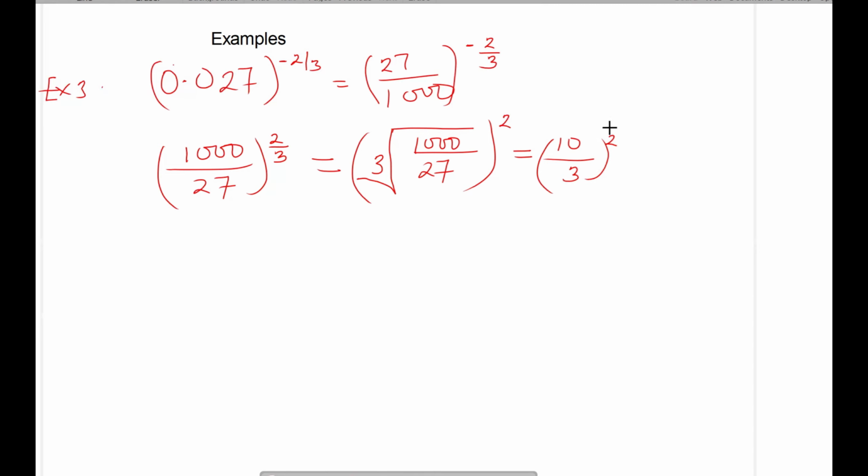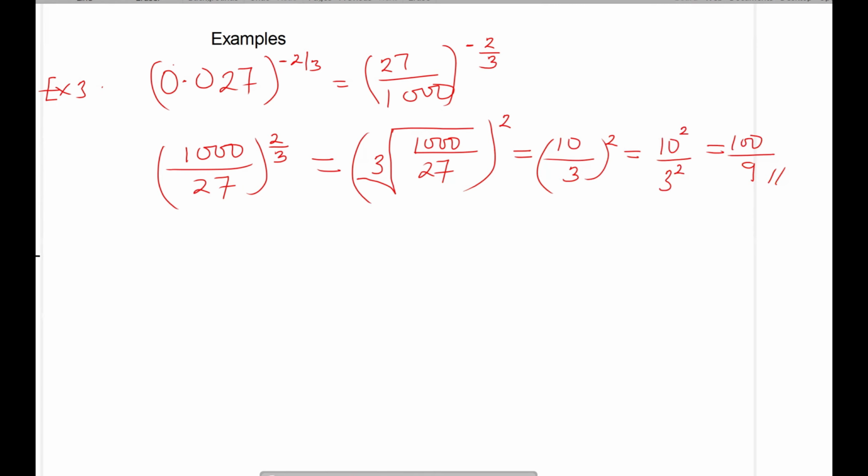All squared. And don't forget, when you have something inside a bracket, now this one is 10 divided by 3. Please don't leave your answer in decimal. This is indices. Your answer must be in fraction. So it's the same thing as saying 10 squared over 3 squared. Both of them will share the power. And 10 squared is 100 and 3 squared is 9. So the answer is 100 over 9. That's the answer, 100 over 9.